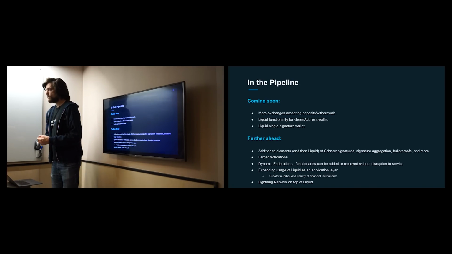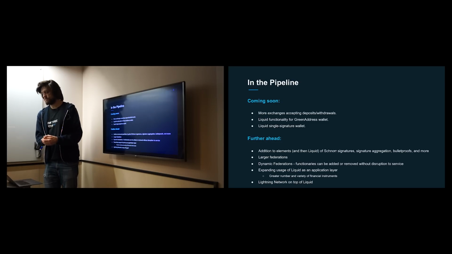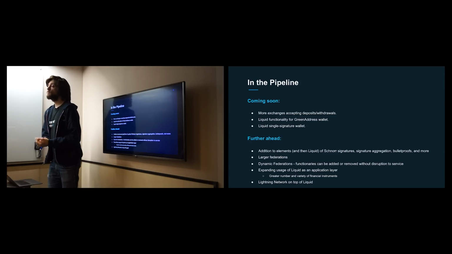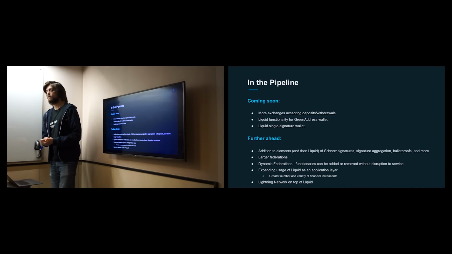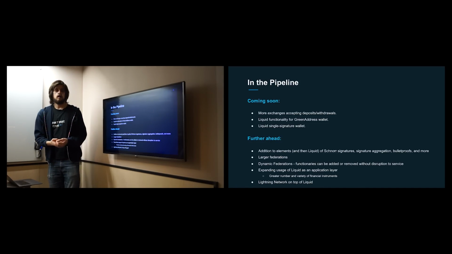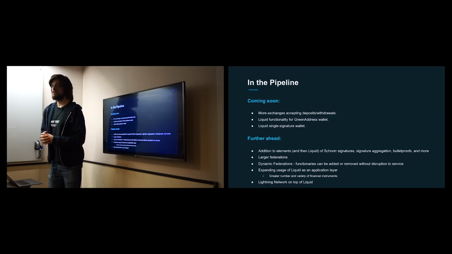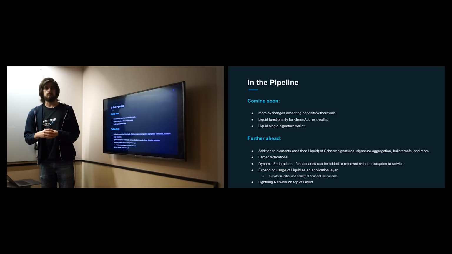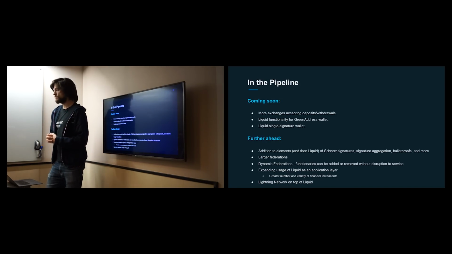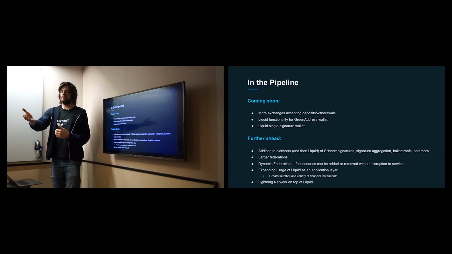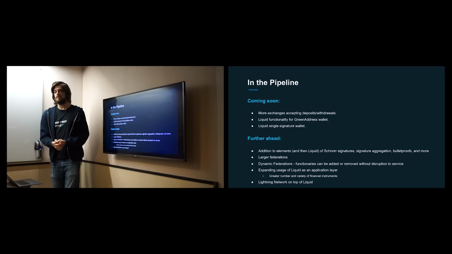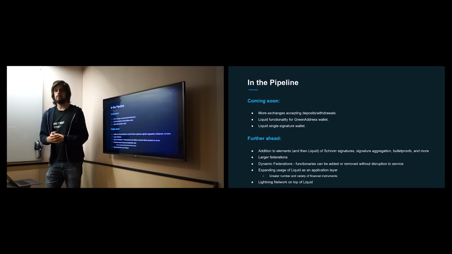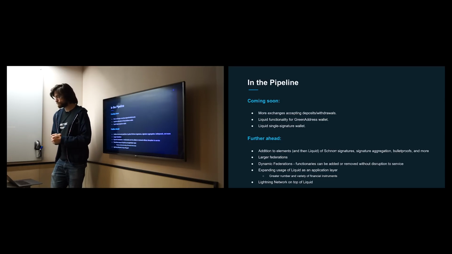And further ahead, we're going to be adding to Elements and then Liquid. We're going to be looking at Schnorr signatures, signature aggregation, bulletproofs. It's a big improvement for our confidential transactions. In the future, we'll be able to add larger federations. There were technical limits that limited us to 15 for version 1, but we'll be able to get past those in version 2. And then, as per your question earlier, we're going to have dynamic federations. So that's going to allow the functionaries to add or remove members without disruption to the network.